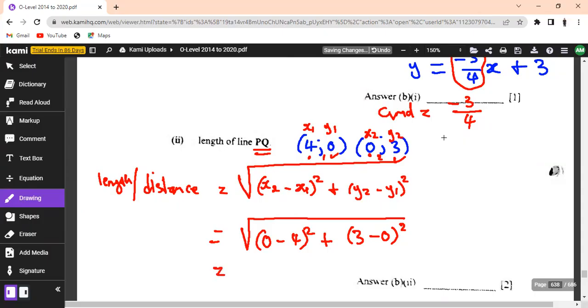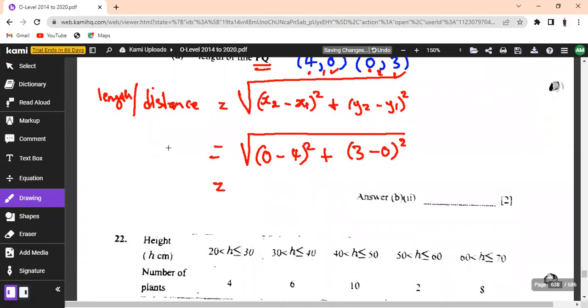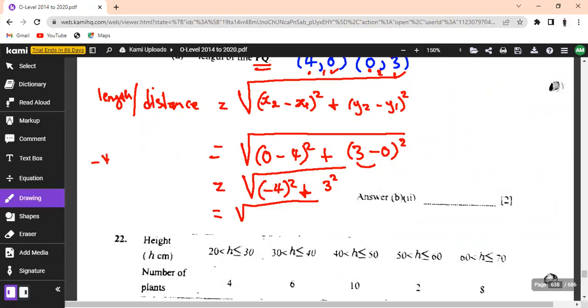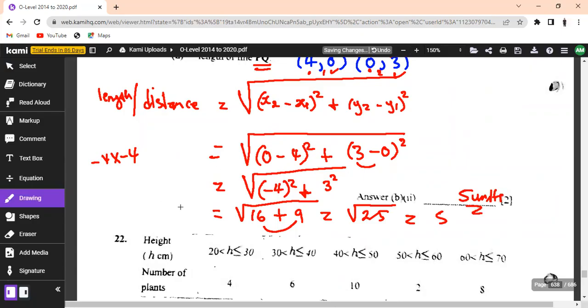Performing this calculation, we are going to end up with 0 minus 4, that's minus 4. So this one gives us negative 4 squared plus 3 minus 0, which is 3, so 3 squared. If you simplify further, you obtain the square root of minus 4 squared, which is minus 4 times minus 4, a positive 16, plus 3 squared, which is 3 times 3, which is 9. If we add this, 9 plus 16 gives us 25, and the square root of 25 is 5. So our length in this case is 5 units. Remember, length is just measured in units. So that's how you calculate length.